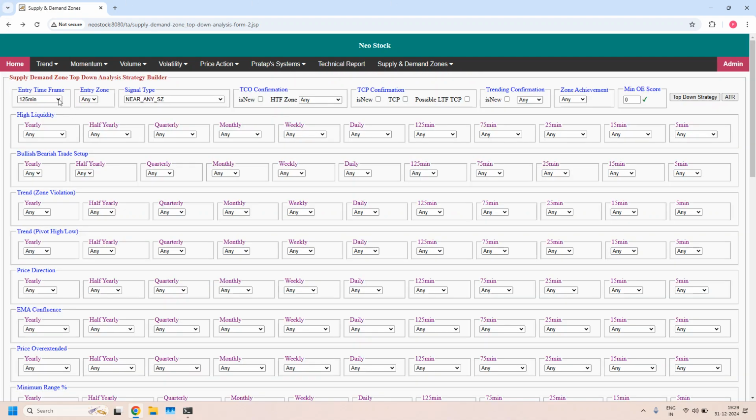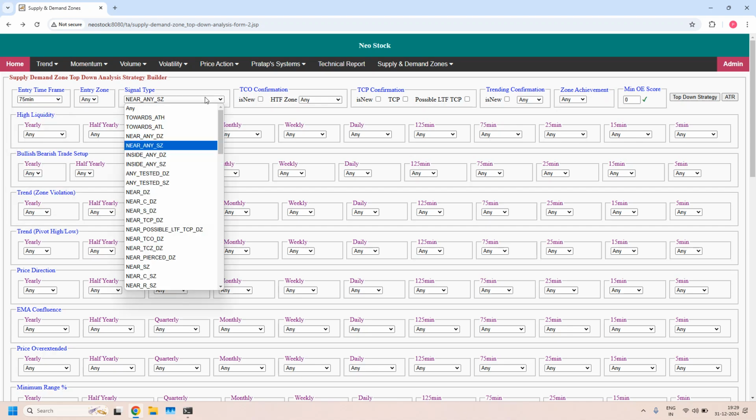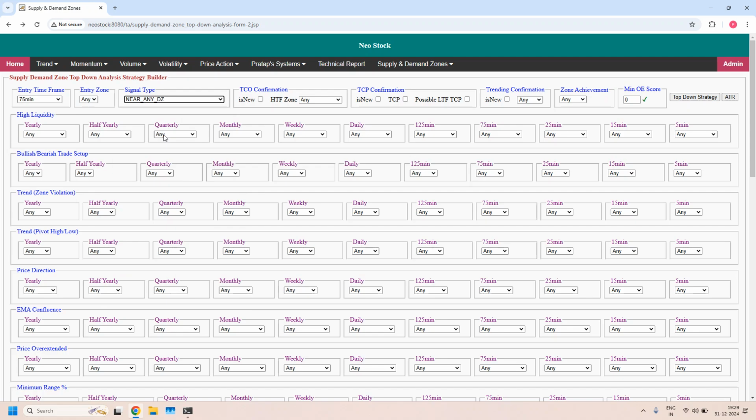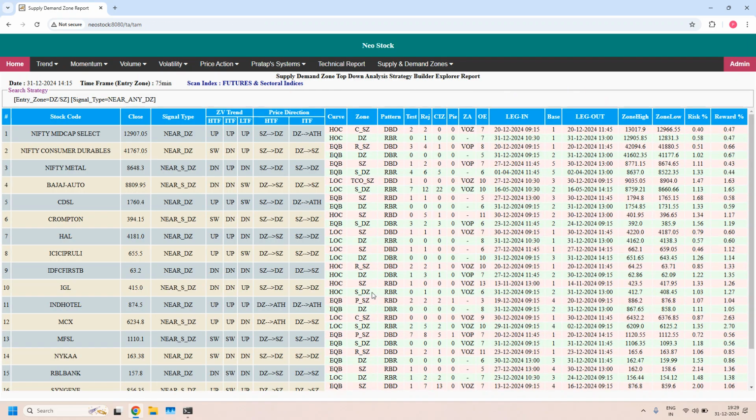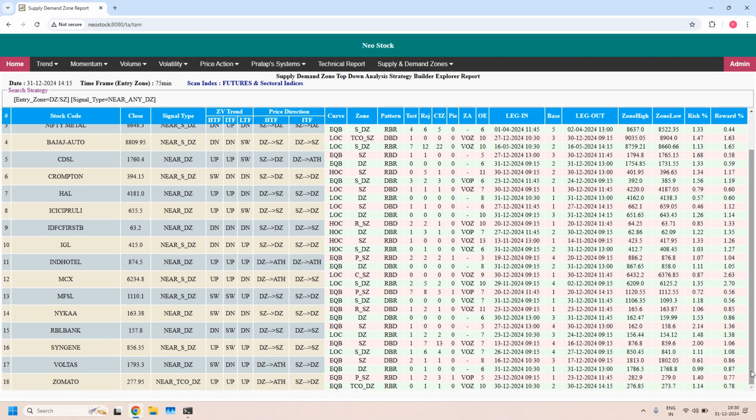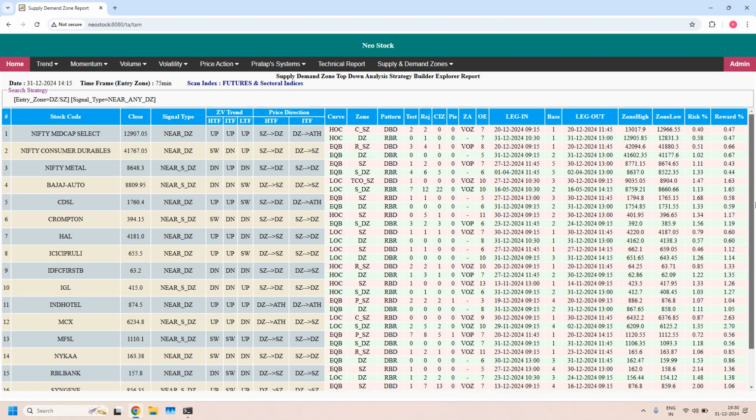Next time frame is 75 minutes. Entry time frame 75 minutes. Let us find the stocks near 75 minutes demand zone. We got a big list. So first 15 stocks in the list. I am scrolling the list down. Okay, now let us find, 18 stocks are there. Let us identify high liquidity zones from this list for our HLQ zone strategy.